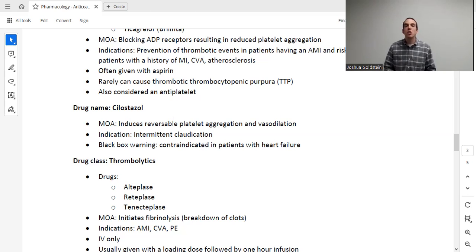The next drug class we're going to talk about are thrombolytics. Thrombolytics are really famous. They came out about 25, 30 years ago, considered almost to be a miracle drug, because this is the only drug class that we have that can actually break up a clot.